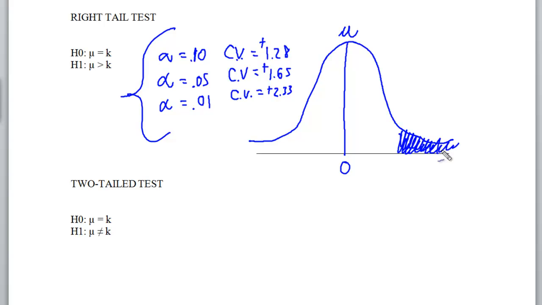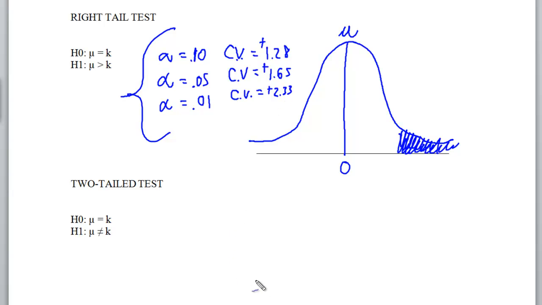So if your new car battery length or life is inside of the shaded zone, either 1.28, 1.65, or 2.33, you can be 90%, 95%, or 99% certain that you didn't make a mistake.